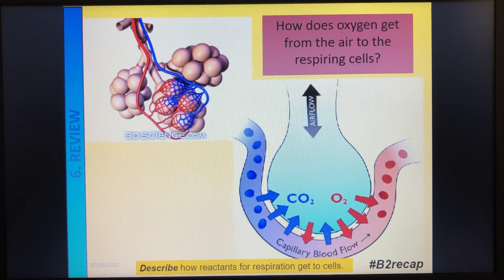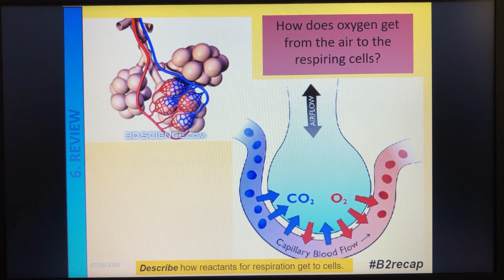So we're looking at that alveoli, and we can see it kind of looks like a bunch of grapes, kind of looks like the end of broccoli, but you can see this massively high surface area. And our question says, how does the oxygen get from the air to the respiring cells? Okay, and yes, it says it's a B2 recap, and we haven't done B2 yet. It's also a B1 recap. So it's that process, diffusion.